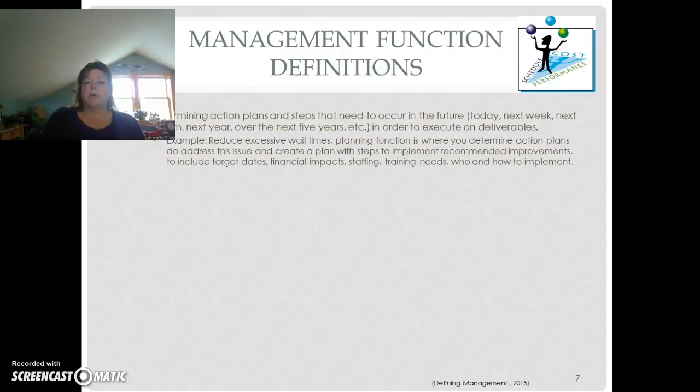So for example, one of the items we're going to go over tomorrow is the excess wait times in our offices. Planning function is where you're going to determine the action plans that you need to do to address the issue, to create a plan and steps to implement and make recommended improvements, and then actually how to carry out those improvements by creating target dates, financial impacts, what staffing might be needed, training needs, or even different functions or facilities that might need to be created, and then the who and the how you're going to implement this.